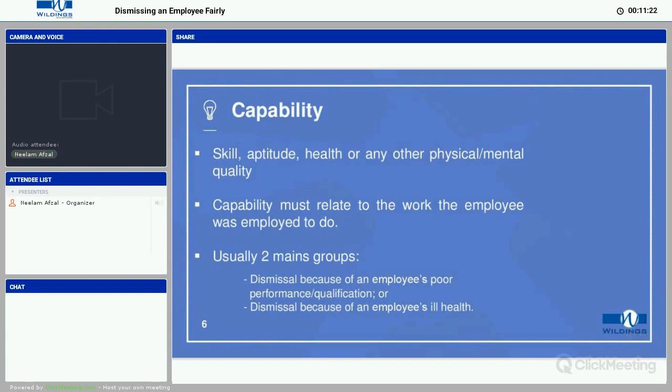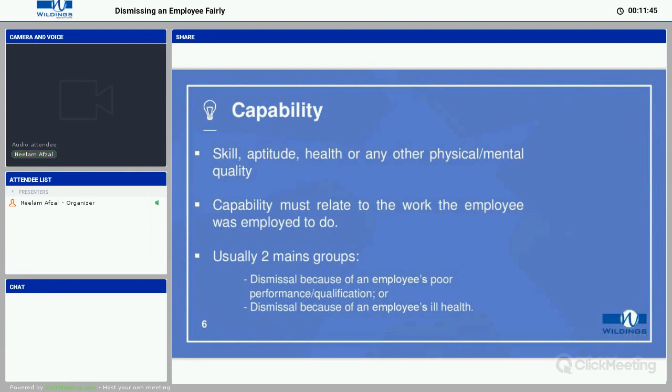So moving on, in relation to qualification, there's a number of examples, but one that comes to mind is, let's say you've recruited someone and it emerges when they join your company that they don't have the necessary qualifications. So in that kind of situation, you've got a capability dismissal because of qualification.